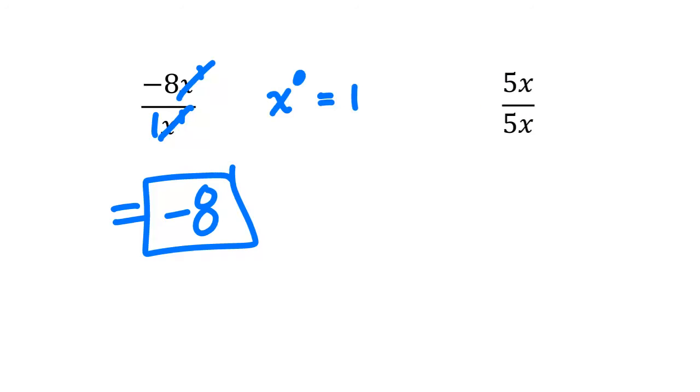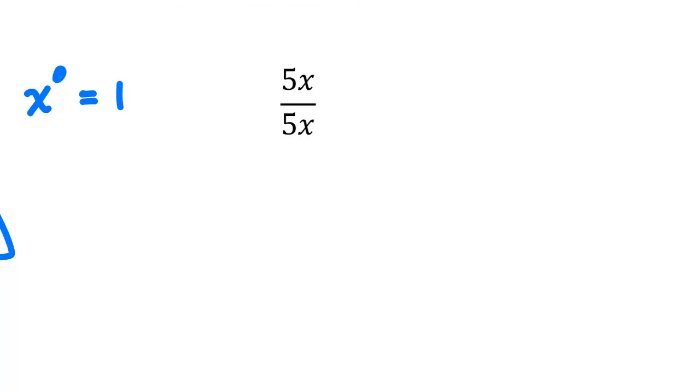All right, so next example, we have 5x divided by 5x. If I go 5 divided by 5, that's just going to be 1. And x divided by x, again, that's going to be x to the 0 power, which will just be 1. Or you can just think about those cancel. So you just end up with 1.